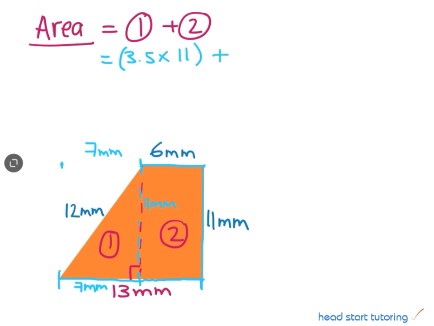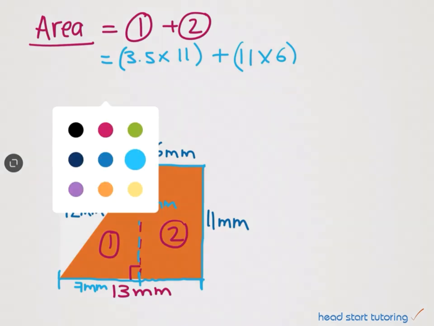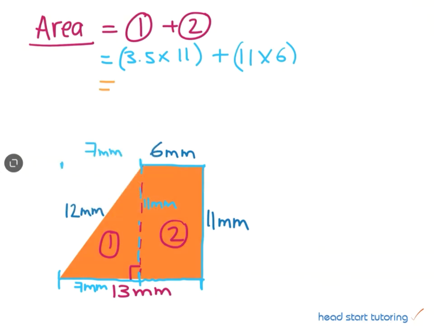And then we work with our shape 2. Shape 2 is simply length times breadth. And remember, our length is 11 and our breadth is 6. So we end up with 11 times 6, or 6 times 11. And then we just need to work out what those are. So we would do that on the side.